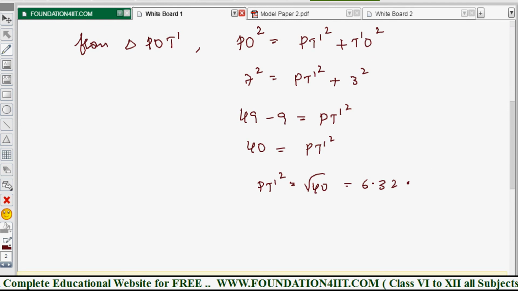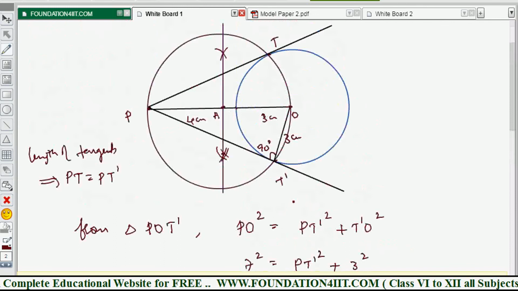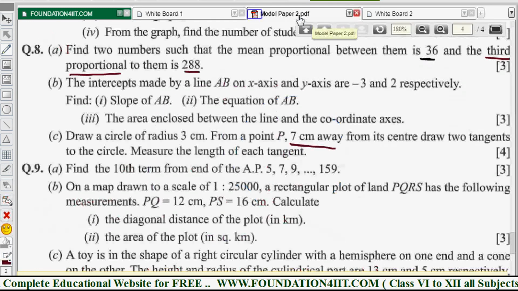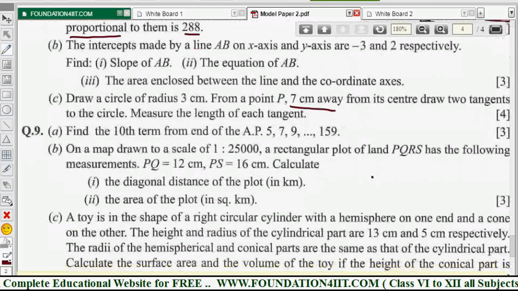Therefore, the length of the tangent PT is the square root of 40. The length of the tangents is the same, PT or PT dash. So the length of the tangents is 6.32 centimeters. You can use the scale to measure for verification also. If you do the constructions exactly, you can verify, right? And complete constructions of all the topics you can find on the same channel. This is from the 8th one, just roughly explained.